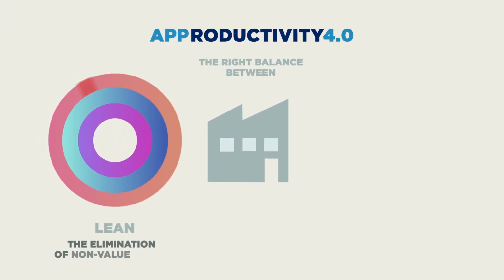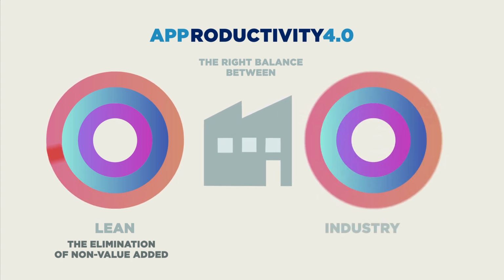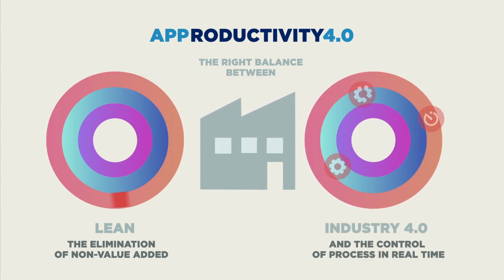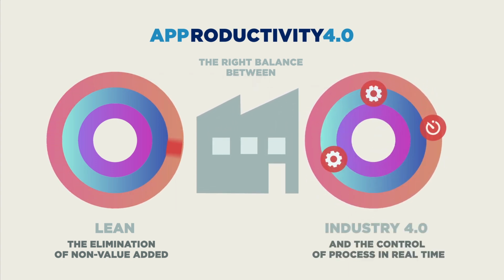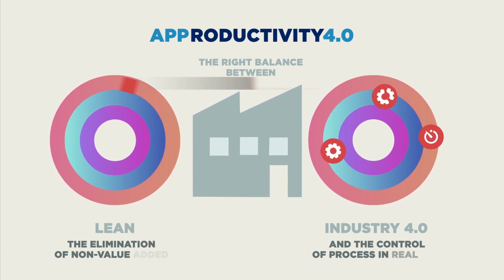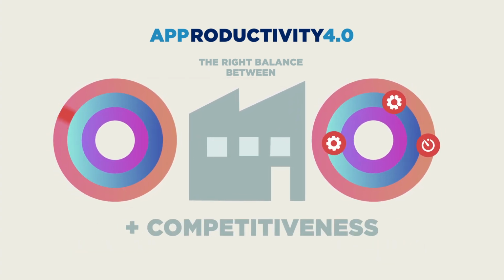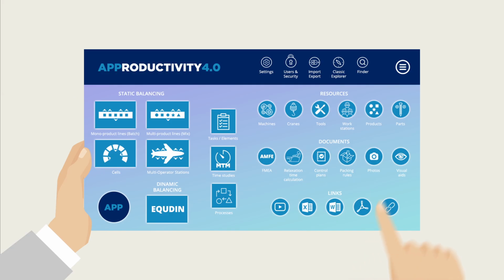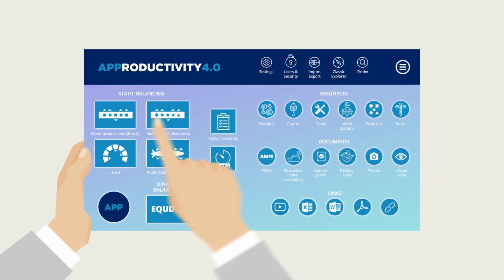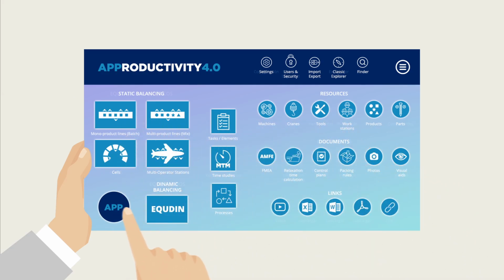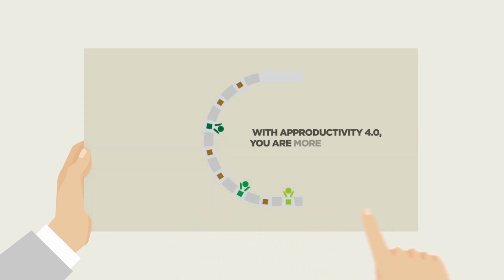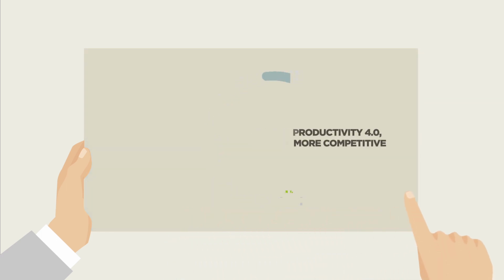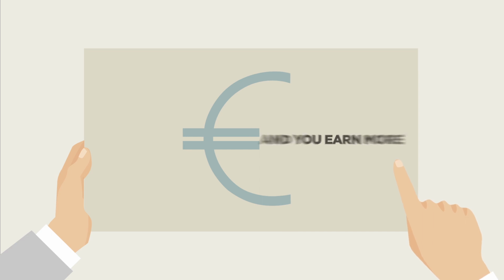With APPRODUCTIVITY 4.0, your factory is more flexible and more productive. Because you have more added value, you are more competitive. With APPRODUCTIVITY 4.0, you earn more money.